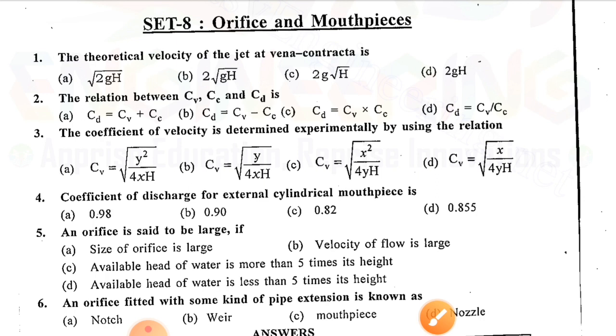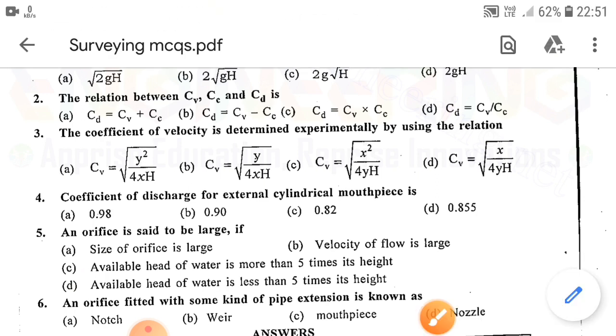Question number 5. An orifice is said to be large if, option D is correct, available head of water is less than 5 times its height. Question number 6. An orifice fitted with some kind of pipe extension is known as, option C is correct, mouthpiece.